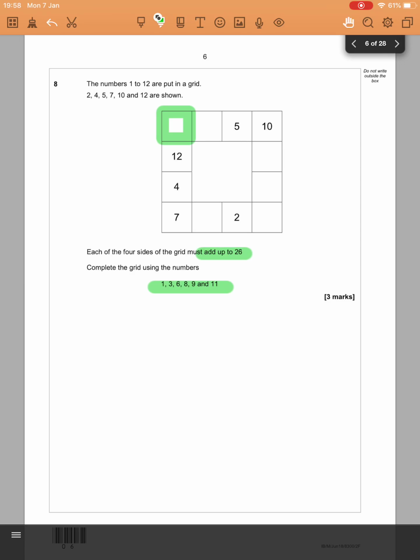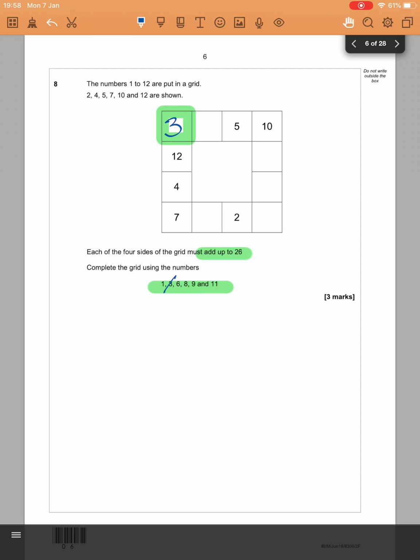Now 12 and 7 is 19. Add 4 gives you 23 so far. So if the total so far is 23 and it has to be 26, we can put a 3 in there. And when we've done that, we can now cross the 3 off here because we've used that.